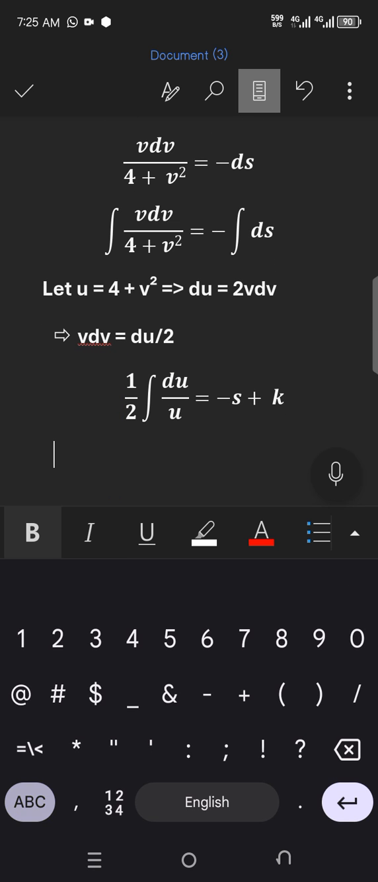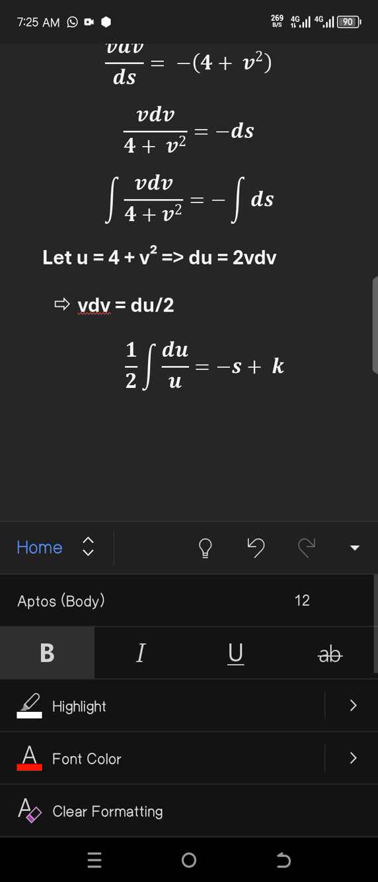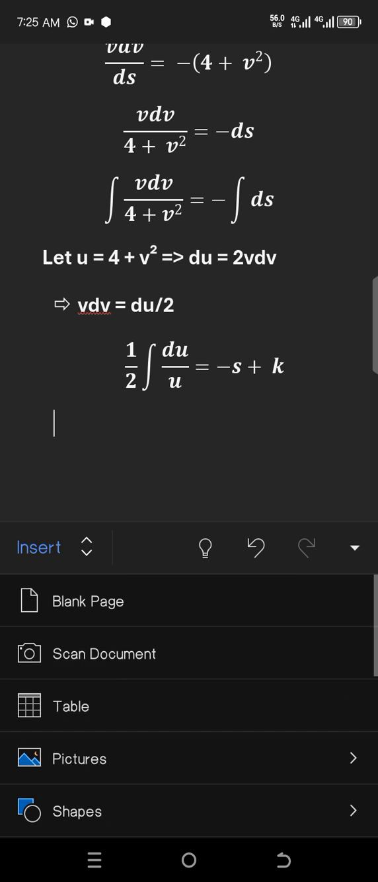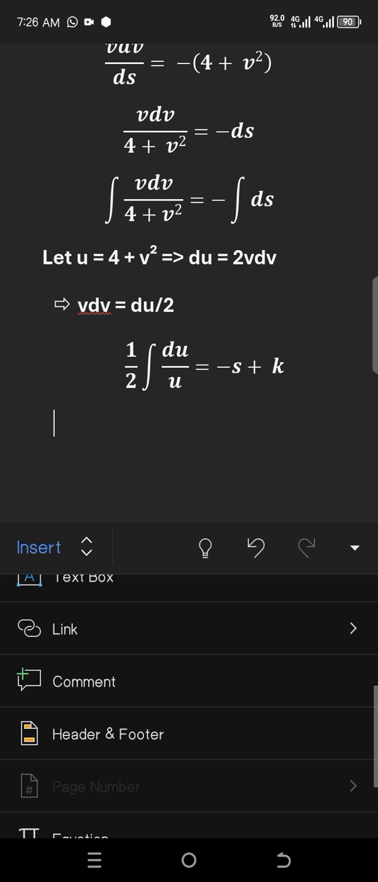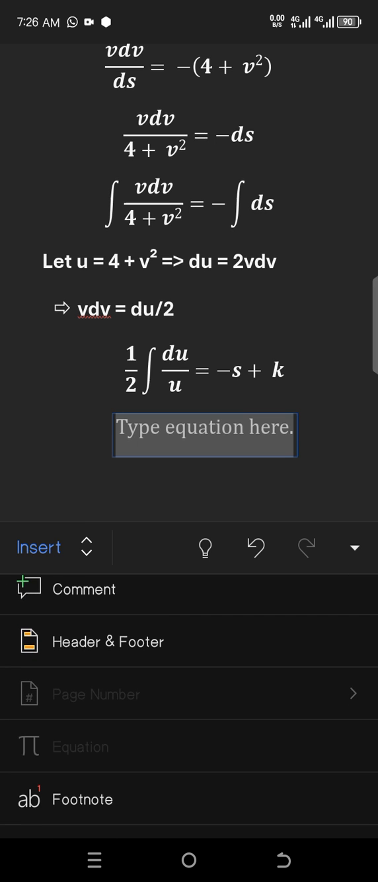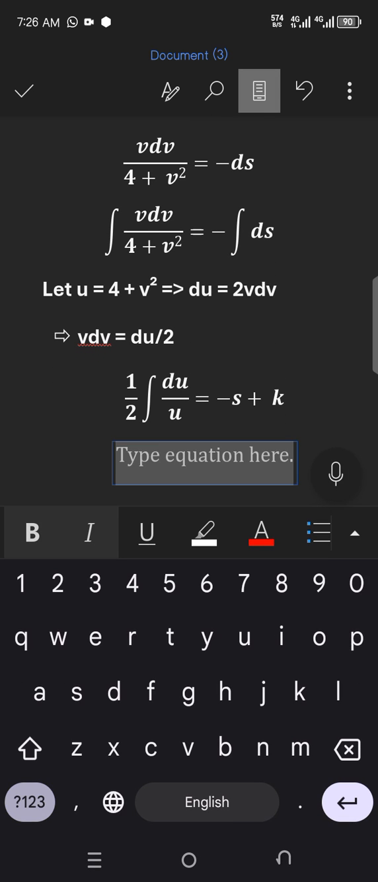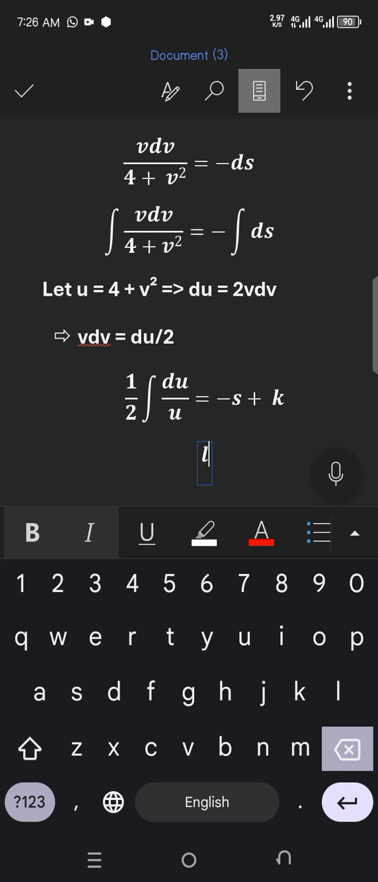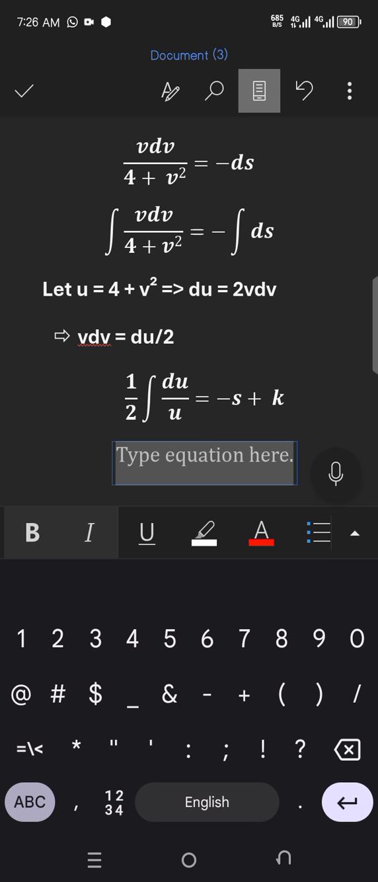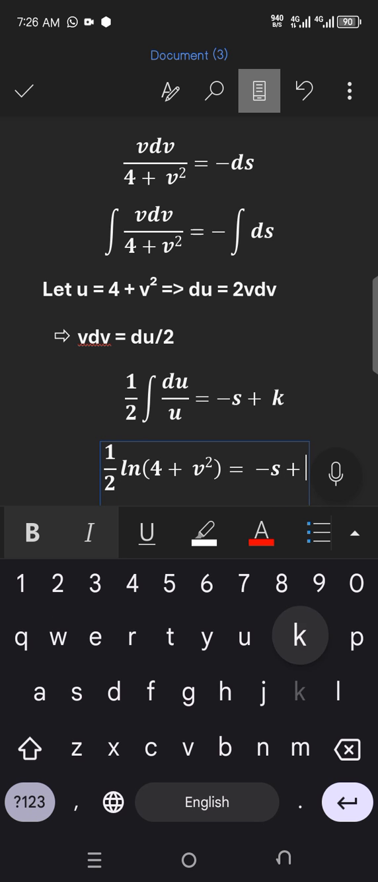Now from here, what do we have? You see that if you integrate du on u, we have ln of the absolute value of u. Then my u is 4 plus v squared. So that's why when I integrate the left hand side, I just get half the ln of 4 plus v squared equal to negative s plus the constant of integration.